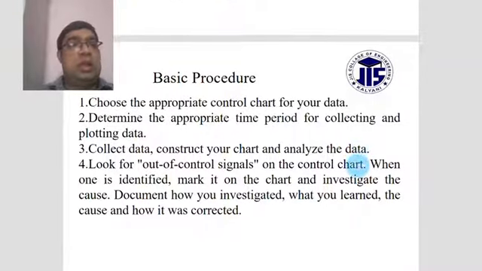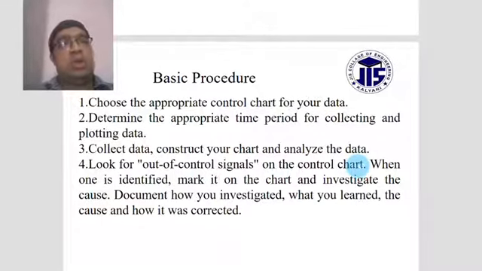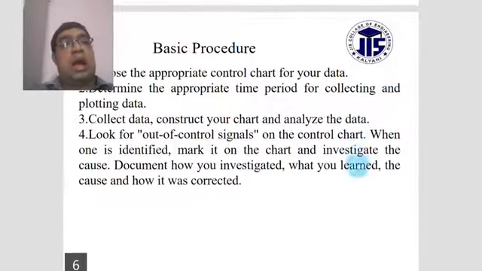And the documentation will be recorded, how you investigated. The first thing is how it will be investigated. Another thing you learn, because you always have to learn something: what you learn, the cause and how it was corrected. The cause will also be recorded here, and also how it was corrected.